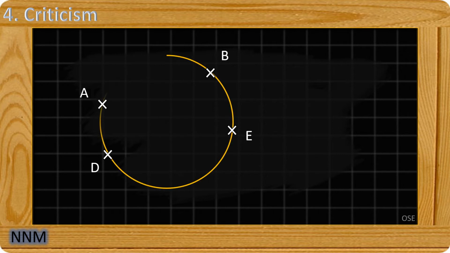Criticism. Let us have 4 points, A, B, D and E. We decide that if there is a circle that goes through these 4 points, it is the only solution. Okay, and it is especially the only solution to my problem. But the solution to my problem can also be, in fact, an ellipse. Or another ellipse.